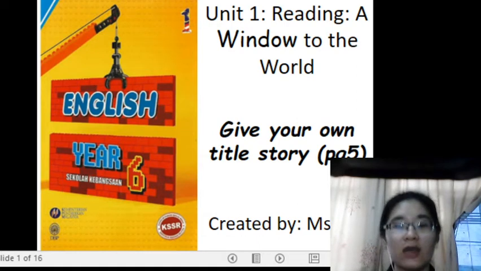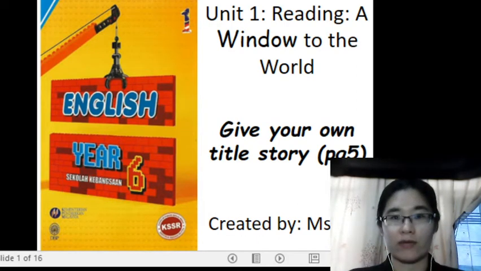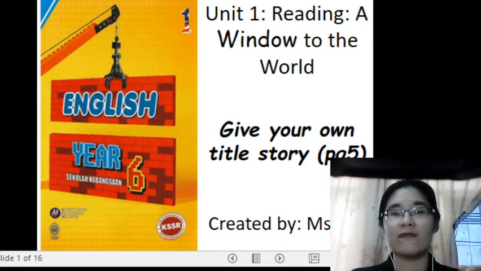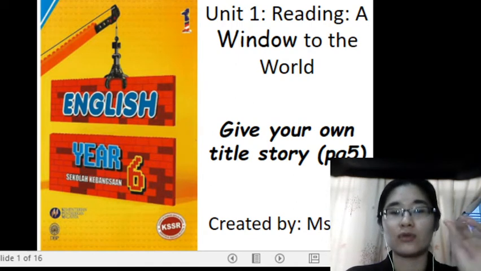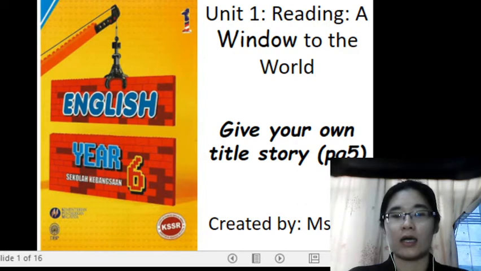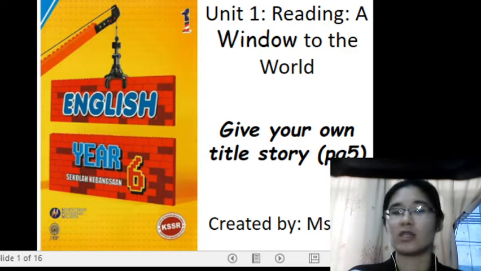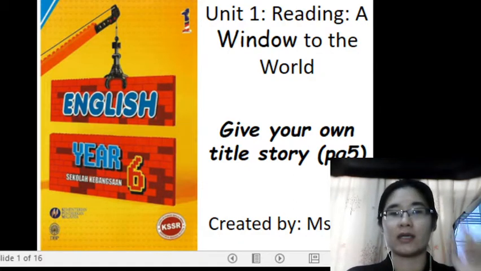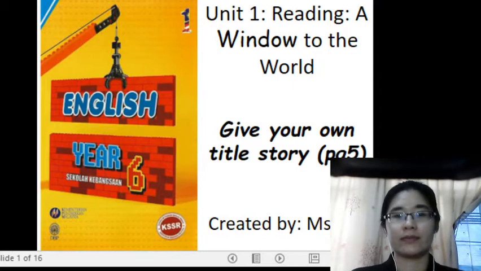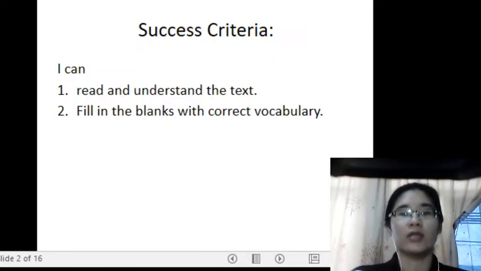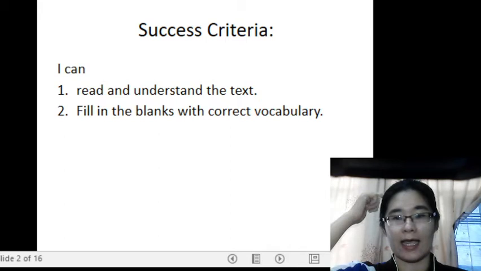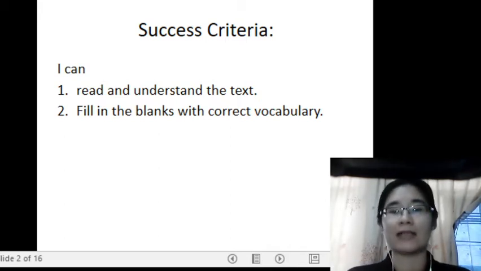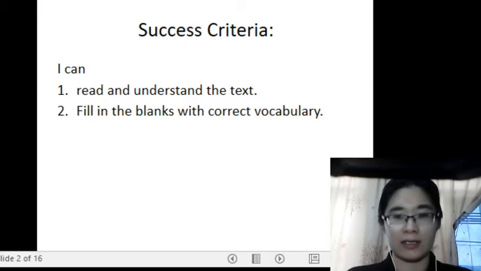Alright, the story. We do not have a title for the story, and you have to give the title to the story yourself. After you read the story, think of the best title for it. So I can read and understand the text, and I can fill in the blanks with correct vocabulary.